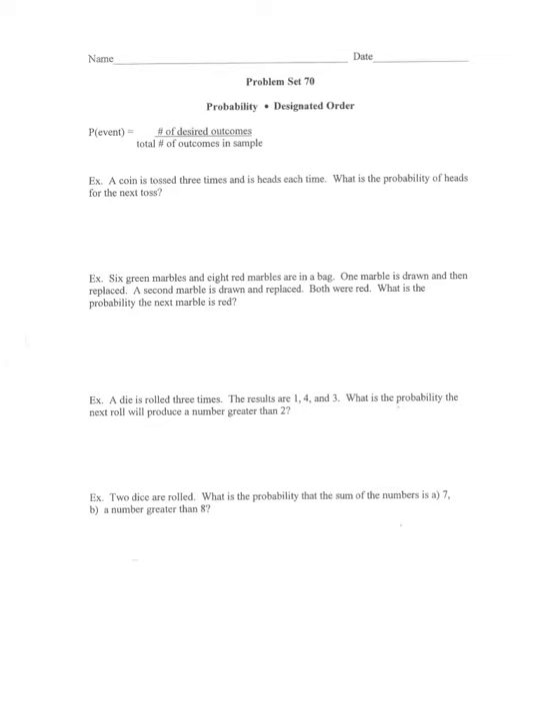But one of the basic ideas is that the probability of an event is equal to the number of desired outcomes divided by the total number of outcomes in the sample, really the total number of possible outcomes. So let's take a look.